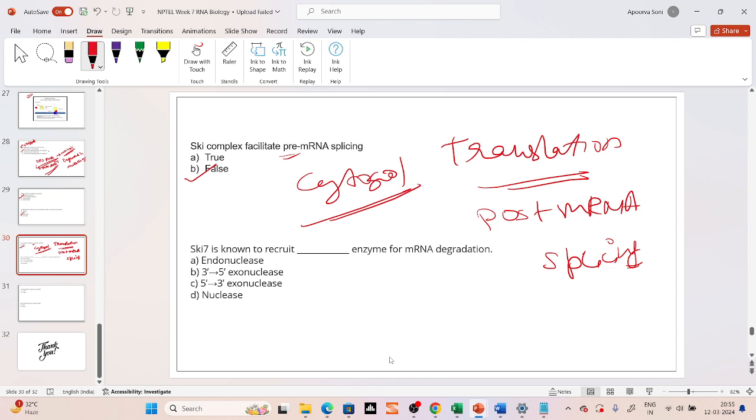Okay. Next question is again of Ski. So you can understand that these Ski proteins are very important, so many questions are coming. Ski is known to recruit which enzyme for mRNA degradation? Endonuclease, 3' to 5' exonuclease, 5' to 3' exonuclease, or nuclease.